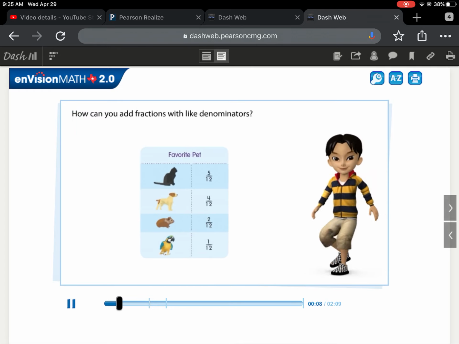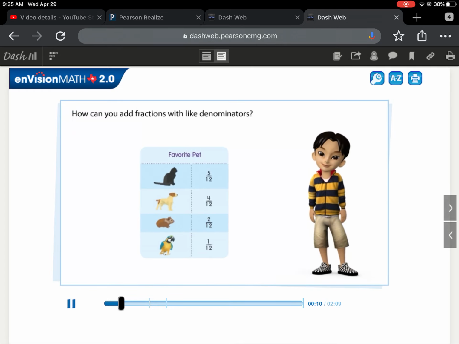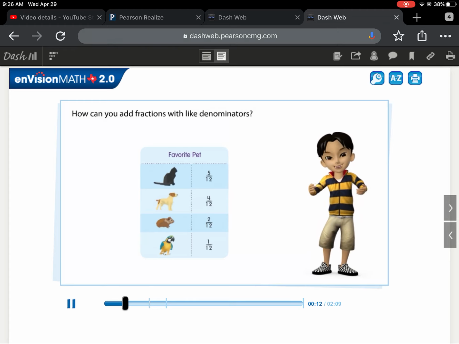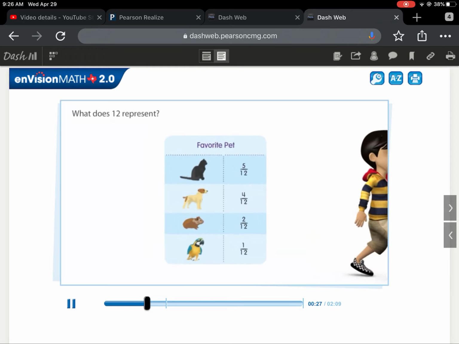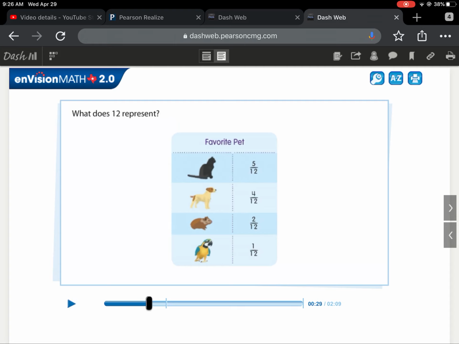How can you add fractions with like denominators? Let's take a look at a couple of different ways. The table shows the results of a 4th grade Pets Club survey. What fraction of the club members chose a hamster or a dog as their favorite pet? What does 12 represent?